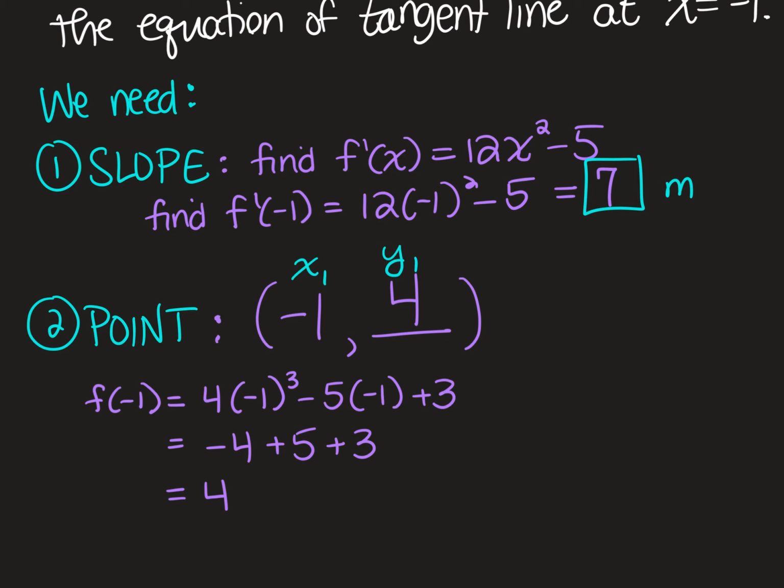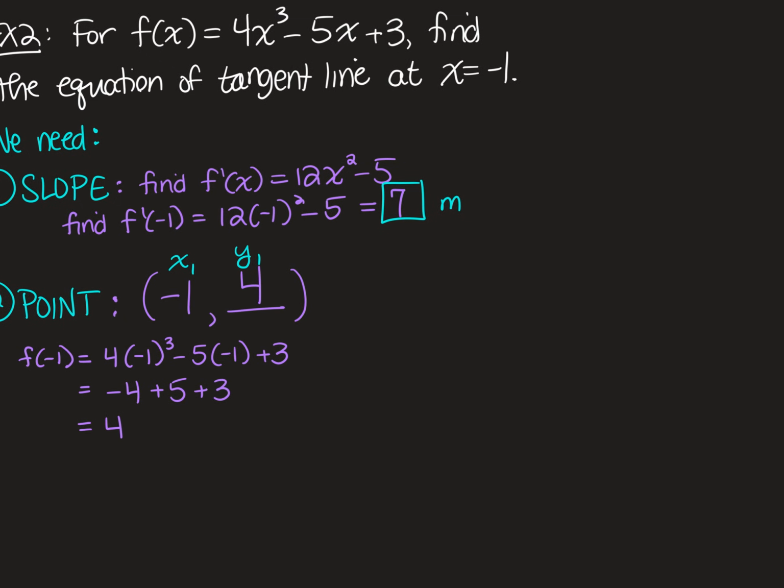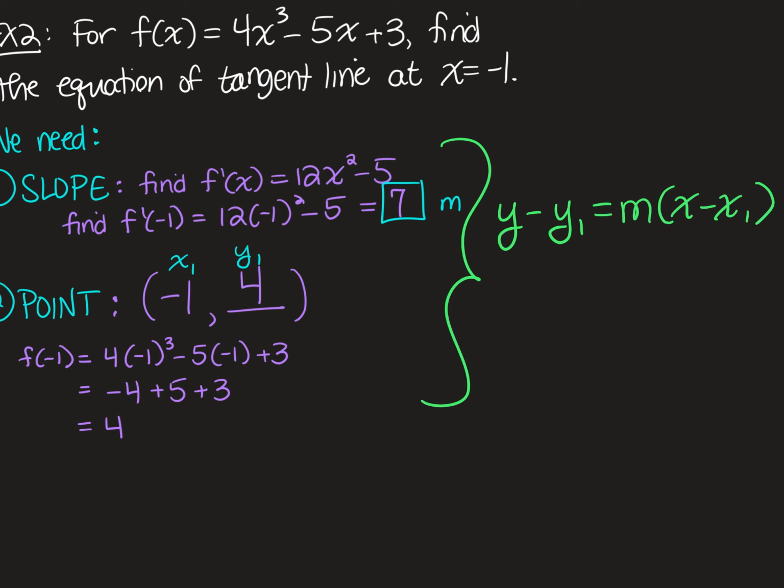So that's the last part. Let's put those two things together and let's write the equation of the line. I'm going to use that y minus y1 equals m times x minus x1. I'm just writing it again just because it's sometimes good to write things a few times. It helps you to remember it. All right, so we have y minus y1. y1 is the y coordinate of the point, so that's 4, equals m, that's our slope. We found that was 7, times x minus x1, which is -1.